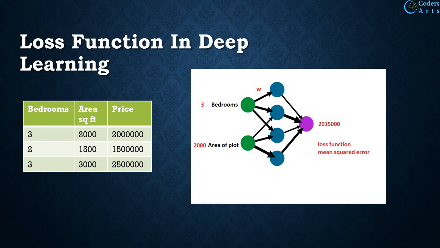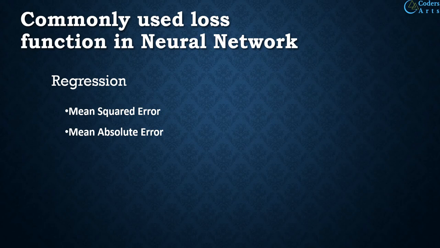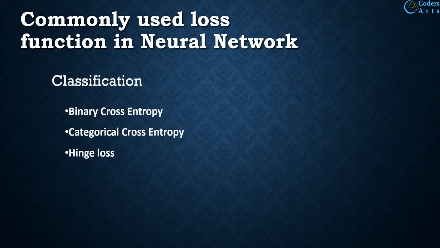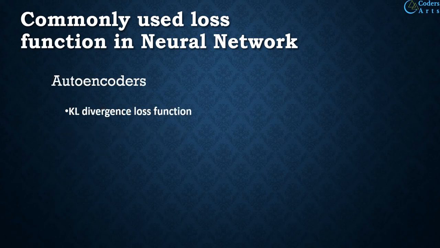Now we will see the types of loss functions in deep learning. If we talk about regression, here we have mean squared error, mean absolute error and Huber loss. There are many other loss functions, but these are the important ones. Next is classification. In classification, we have binary cross entropy, then categorical cross entropy, and then hinge loss function. If we talk about autoencoders, which are a mostly used neural network architecture, there we use the KL divergence loss function.